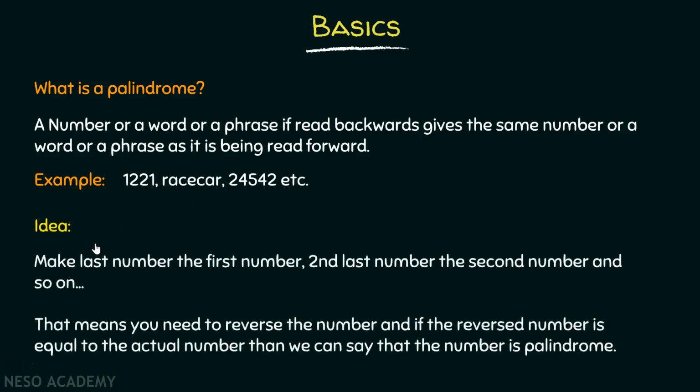The basic idea is make last number the first number, second last number the second number, and so on. What does it really mean? It simply means that you need to reverse the number. Please note down, you simply need to reverse the number, and if the reversed number is equal to the actual number, then we can say that the number is palindrome. This simple idea we need to adopt in our program as well. Now our central idea is to reverse the number. If you would be able to obtain the reversed number, the rest of the part is easy, right? Let's see how we are able to obtain the reversed number.